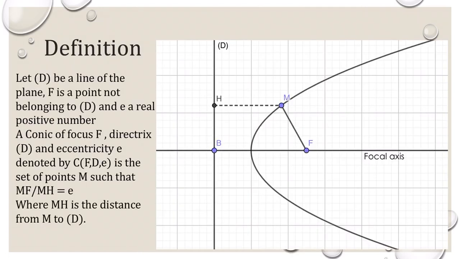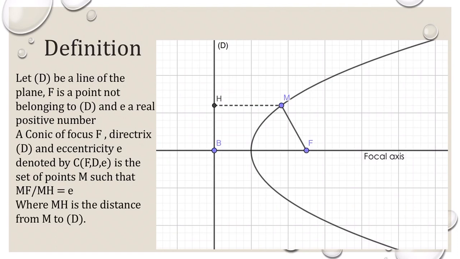Now, by definition, what is a conic? Summing this up, if we have a straight line D and a point F that doesn't belong to D, suppose we have a real number E, a positive number, a conic of focus F, directrix D, and eccentricity E. These are the three elements of a conic, F, D, and E. And we can denote the conic by C, F, D, E, is the set of points M.